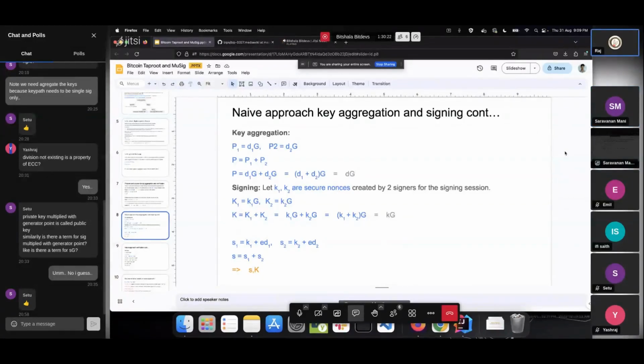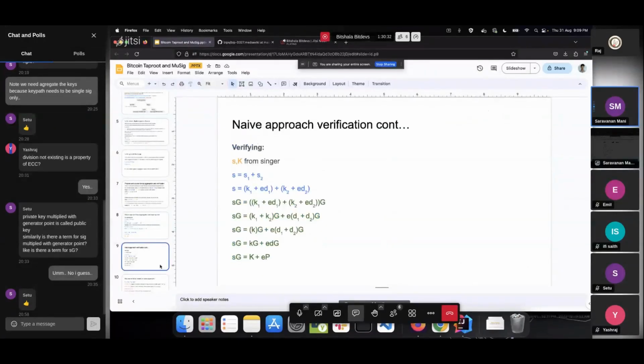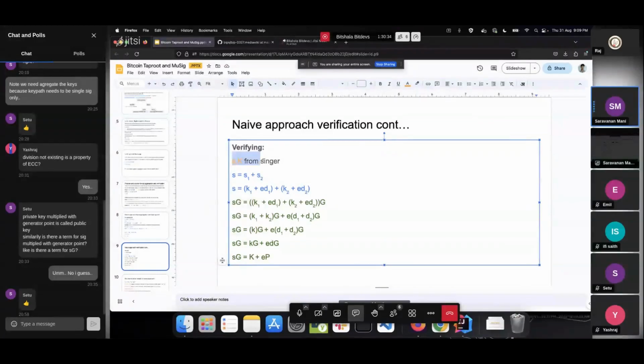Yeah. So, okay, let's move ahead. So we are done with the key aggregation and the signing. Now we need to see how the verification is done. The information is coming from the signer, the S and K, where S is nothing but S1 plus S2. We've seen that. So how will the verification look? Almost the same, nothing so special here.